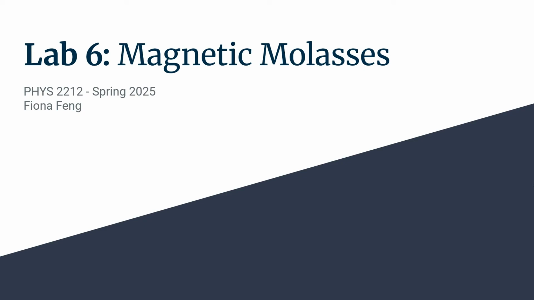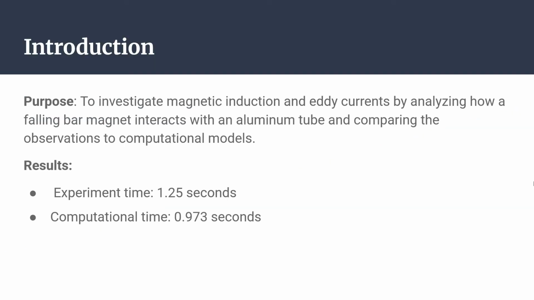Here's my video report on Lab 6. So the purpose of this lab is to investigate magnetic induction and eddy currents by analyzing how a falling bar magnet interacts with an aluminum tube and comparing the results to the computational model.